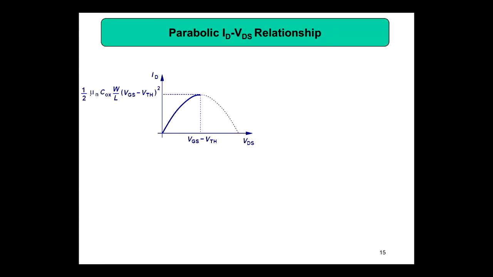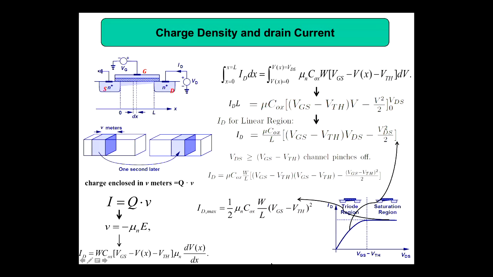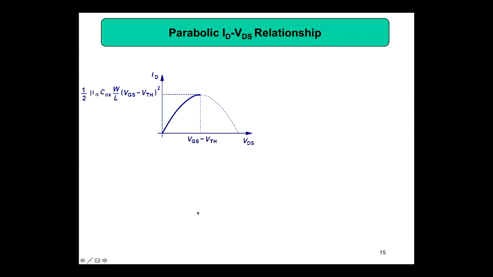Then from this one you can see there is a parabolic relationship. See, ID is proportional to VGS minus VTH the whole square. So there is a parabolic relationship between VGS and ID, not an exponential relationship. So that is the reason for the parabolic ID-VDS relationship. You can plot ID and then you can plot VDS. Then this point is called half mu n COX W by L, VGS minus VTH the whole square.